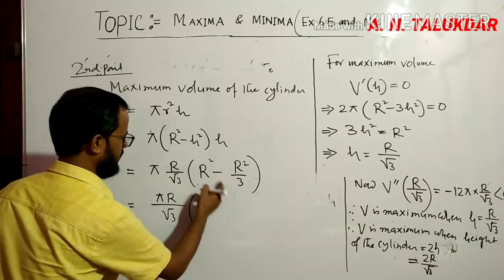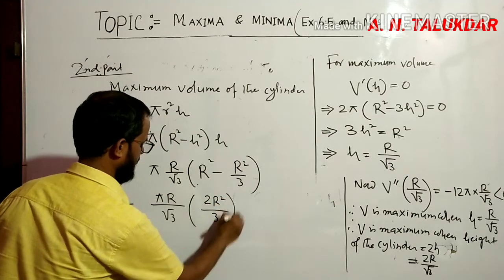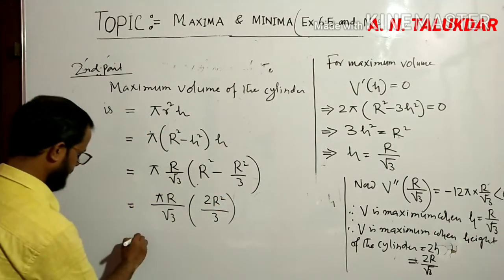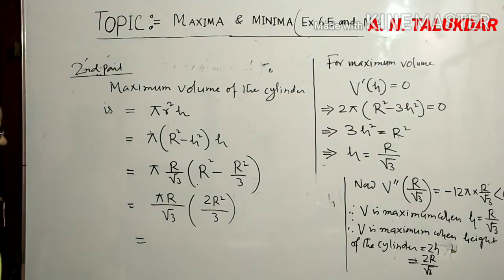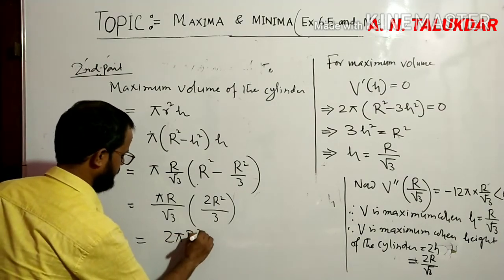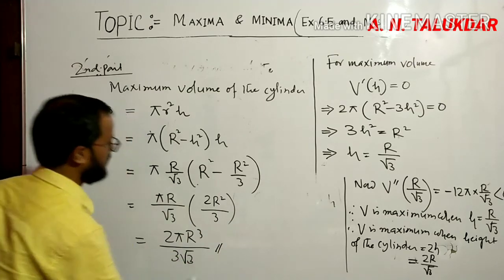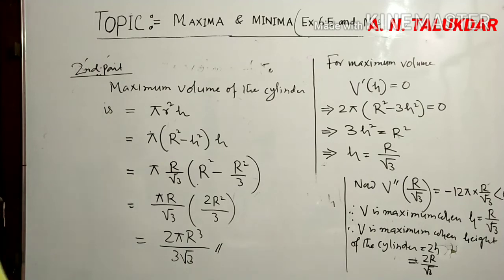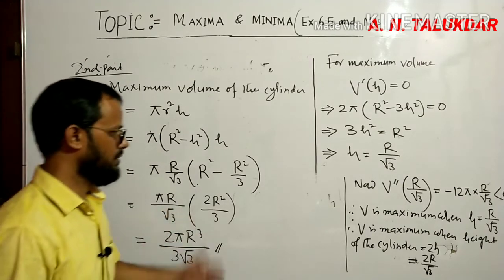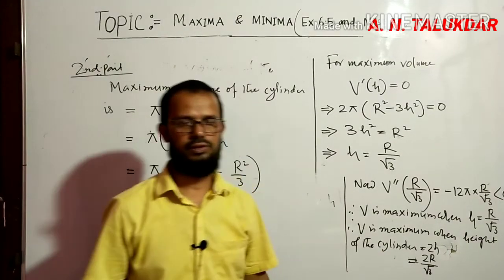Just the calculation: 3R squared minus R squared, which is 2R squared by 3. So you get 2 pi R cubed by 3 into root 3. So this is the maximum volume of the cylinder when the height is equal to twice R by root 3.